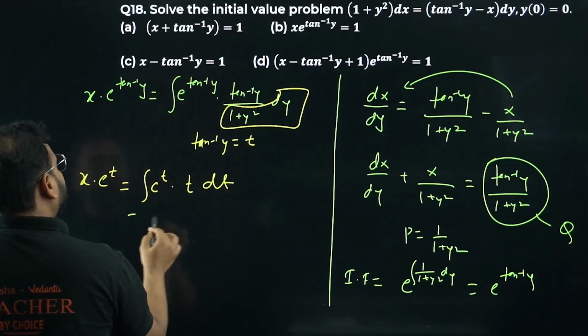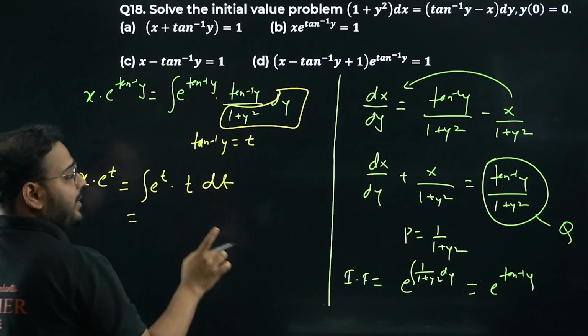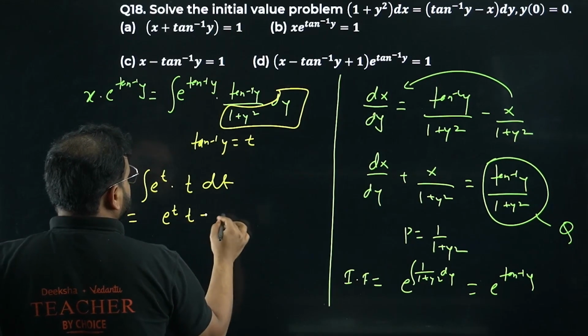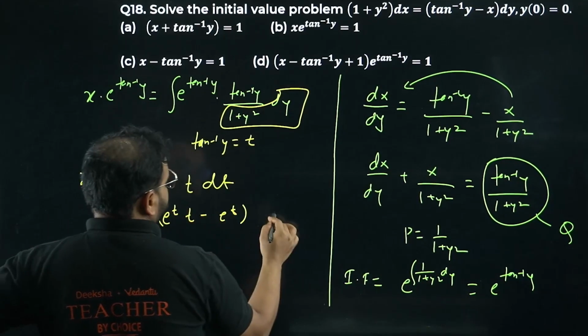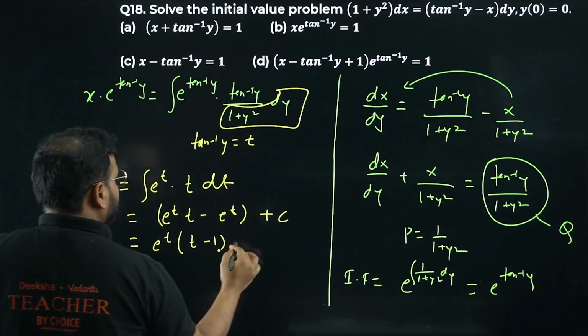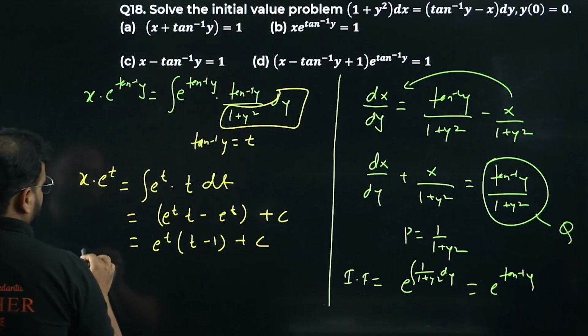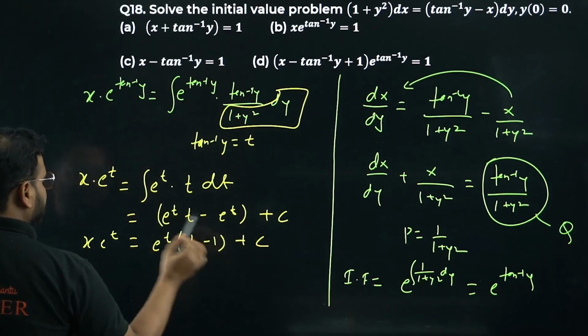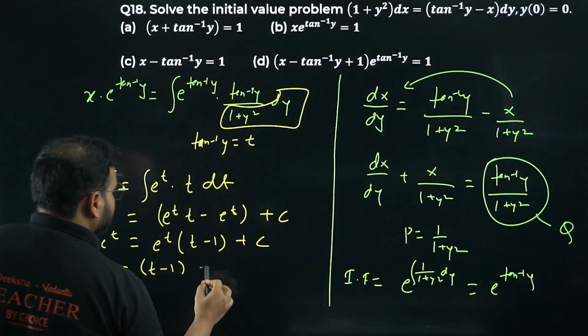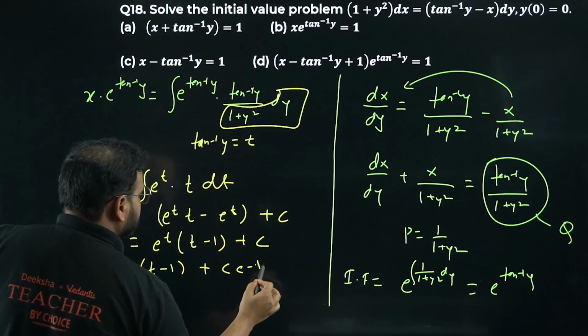The standard form, right? We get for this integral is going to be by parts. We get the result like this. Remember, e power t times t minus e power t, correct? Of course, plus c is there. From here I can take e power t common, I get t minus 1 plus c. I have x e power t. Divide everything by e power t, what I get? x equals t minus 1 plus c e power minus t.